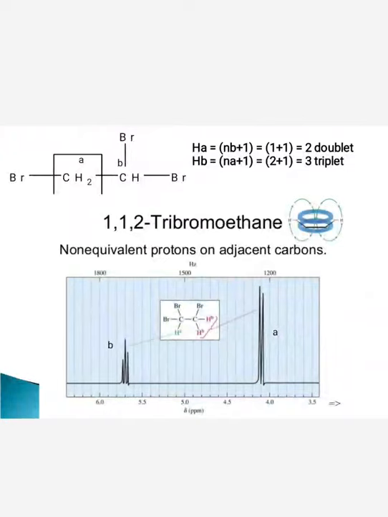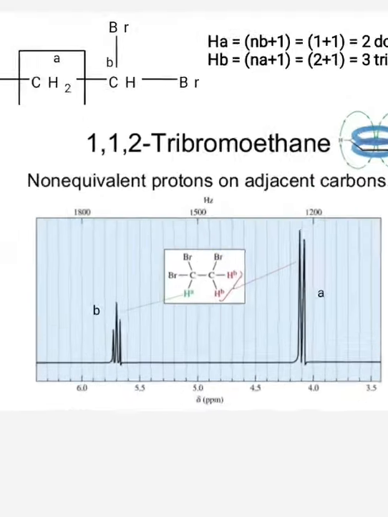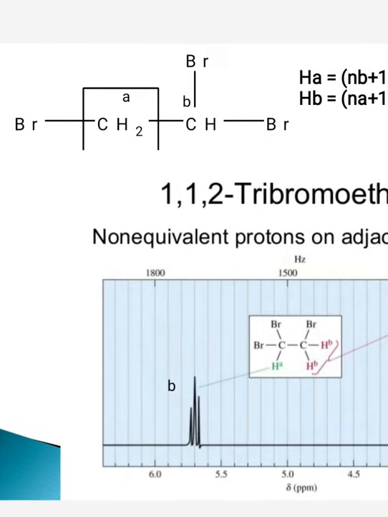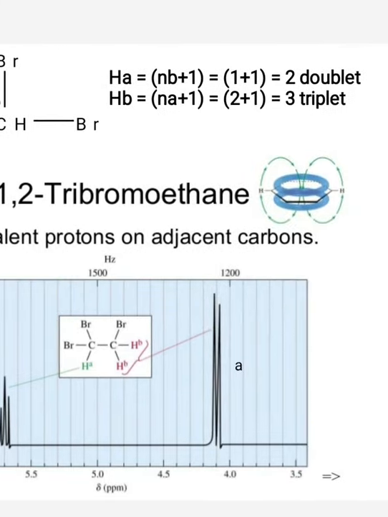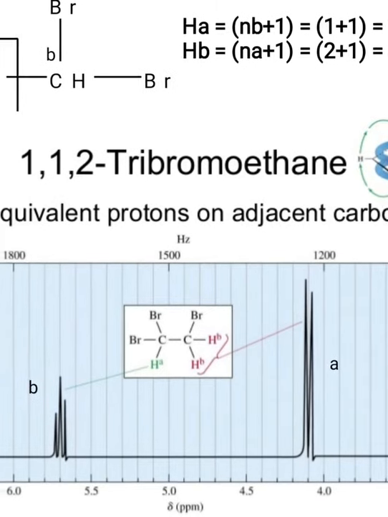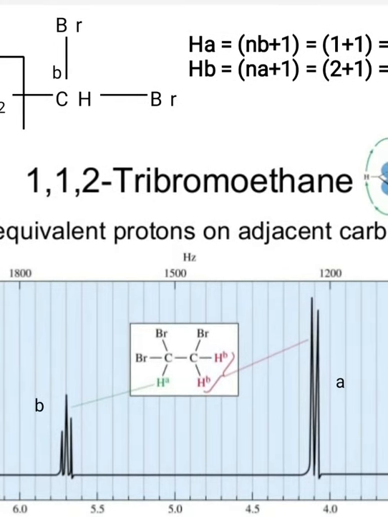Now let us see the next interesting example, 1,1,2-tribromoethane. In this example, the first rule is applicable, that is n+1. There are two sets of protons, CH2 (A) and CH (B). For the HA set we get a doublet and for the HB set we get a triplet. See here on the high resolution spectrum, a doublet for the A set of protons and a triplet for the B set of protons.